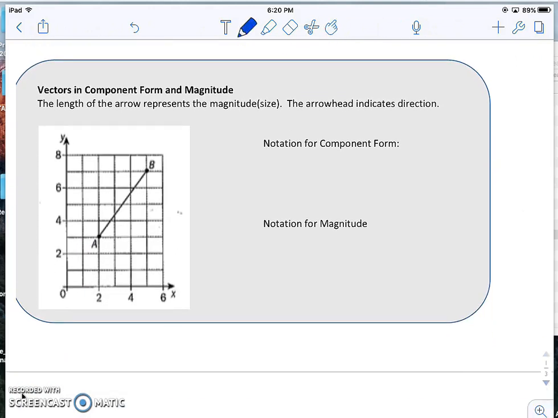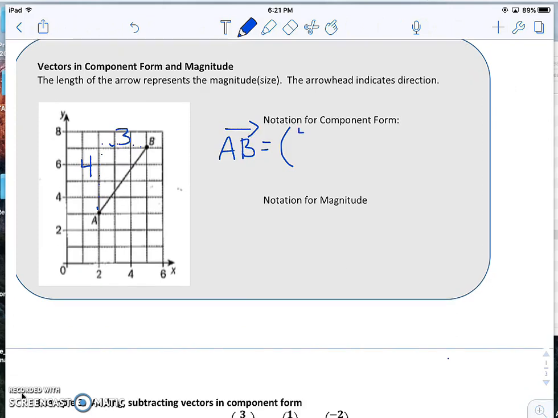Now this next thing is a review of what you did yesterday. The length of the arrow represents the magnitude and size, and the arrow indicates the direction. So in component form, you might see this as AB with a little vector arrow. And in component form, if we're going from A to B, 1, 2, 3, 4, 1, 2, 3, we'd have our x component as 4, 3.